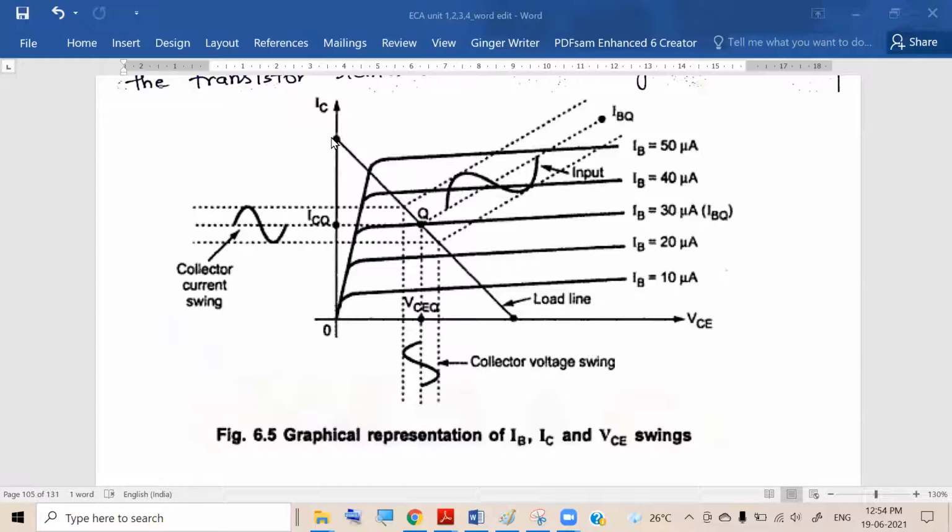Yes, students, these are very important. Otherwise, even pass marks are very difficult. Please answer. This is ICQ, and this is the midpoint of the origin and this point. So what will this point be?